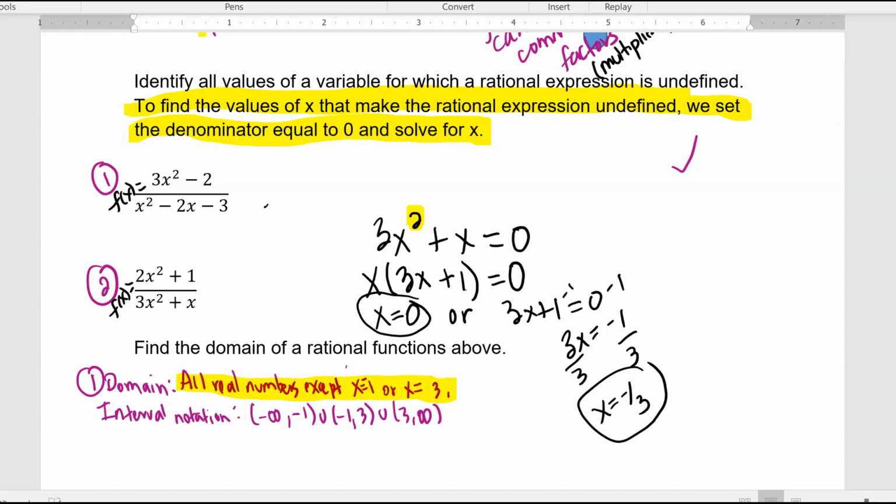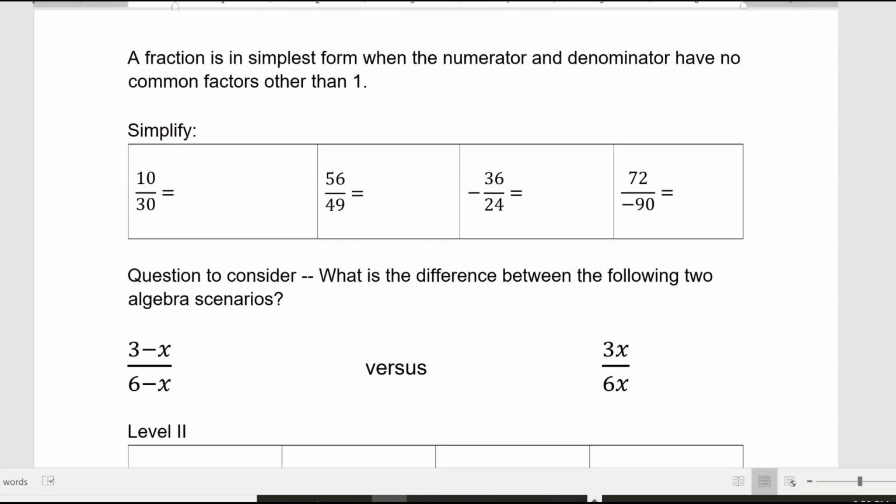Now for the second one, if we wrote it out, the domain would be all real numbers. And you have to put that all real numbers on it if you want to write it out. All real numbers except, and our answers are here, x equals 0 or x equals negative 1/3. All right. Okay, moving on.